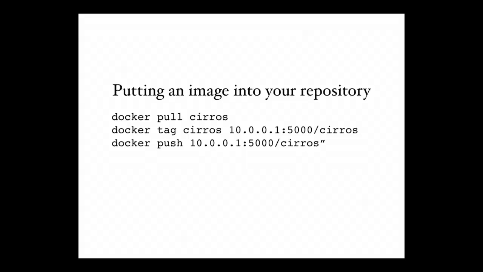So you put images into your Docker registry. In this case, what we're going to do is we're going to pull the Cirros image from the global index. And the Cirros image is actually in what we call Stack Brew. So the Docker ecosystem has a set of official images that have been curated by the community. And Cirros has become part of that curated set of standard library images. So you can pull the Cirros image, and you can tag that image saying that the upstream version of this image is at 10.0.0.1 slash Cirros. And that means that when we do a push, it's going to actually push it and store that on that registry.